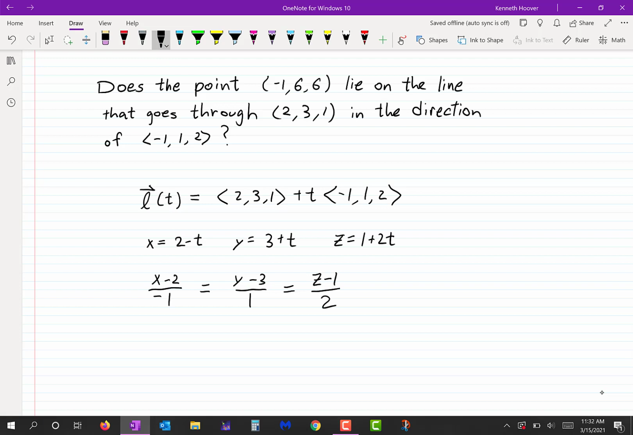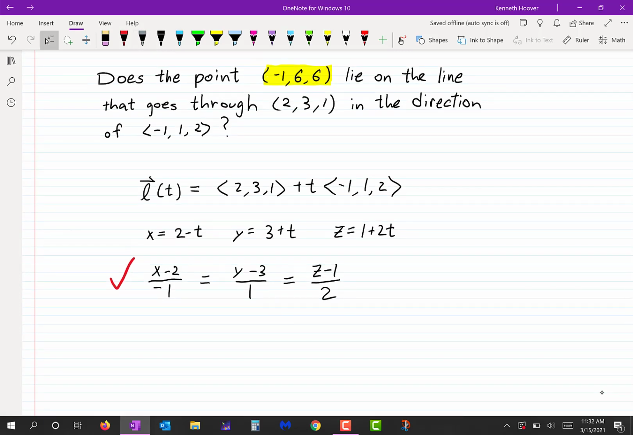Okay? Now, our question is this. Does this point lie on that line? I can answer that question using either one of those three. But for me, the easiest way to do it seems to be using the symmetric equations, because I have values for x, y, and z, which are -1, 6, and 6. Let's just plug those in and see if they fit the symmetric equations.